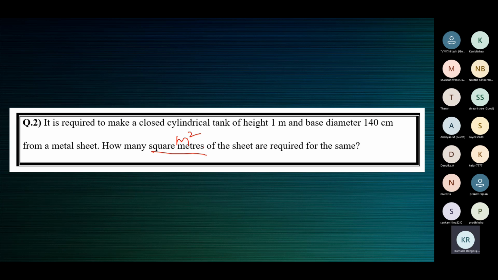So since we have to use the material all over, we need to use the formula to find the total surface area of a cylinder. Total surface area, because the material is used for the CSA, the top and the bottom. It's a closed cylindrical tank. Who can tell me the formula to find the total surface area of a cylinder?